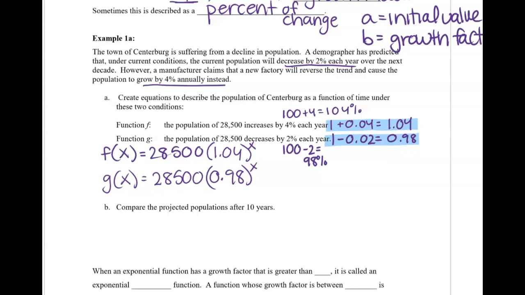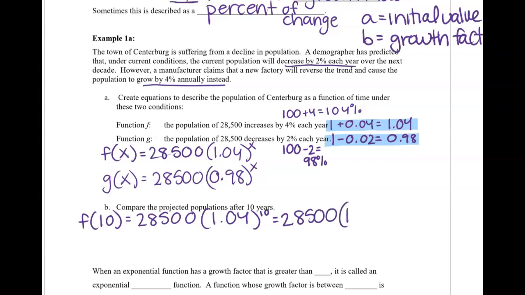So now if we compare the projected populations after 10 years, f of 10, the manufacturer claims that it'll grow, so f of 10 is 28,500 times 1.04 to the power of 10, and in most calculators this is 28,500 times 1.04 caret 10. Either way, that predicts the population will be 42,187 people in 10 years.